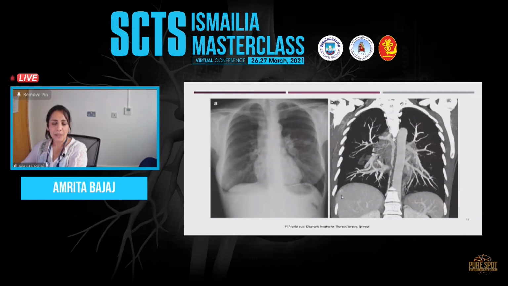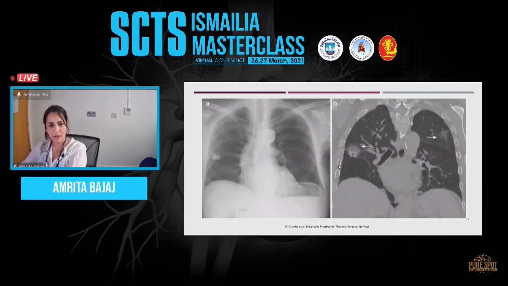And another example, this is pretty barn door, where you see a chest x-ray on this side, whereas reconstructed coronal MIP images of CT on the other side. So you can see that there is a widening of the right paratracheal stripe and huge bilateral hilar adenopathy, which shows again a very abnormal x-ray.